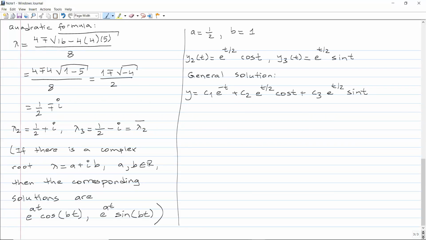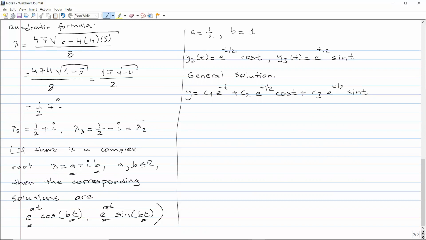So if we have a real root and a complex root, for the real root, we write the corresponding function. And for the complex root, we have exponential function multiplied with trigonometric functions, cosine and sine. And we use the real part and the imaginary part of our complex solution in the exponential and the argument of sine and cosine.